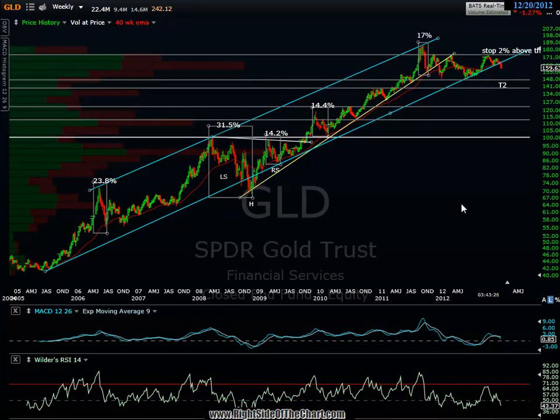GLD, I've posted a static chart on the site recently. GLD is, as I mentioned, the longest standing short trade that I've had on the site. It's been on for most of the year and still positive, not by a whole lot. Way back when we hit the first target, we shorted it on this retest of this yellow line and covered at the bottom of this channel.